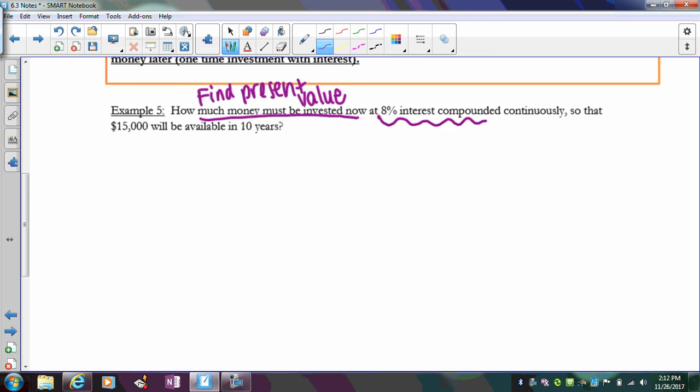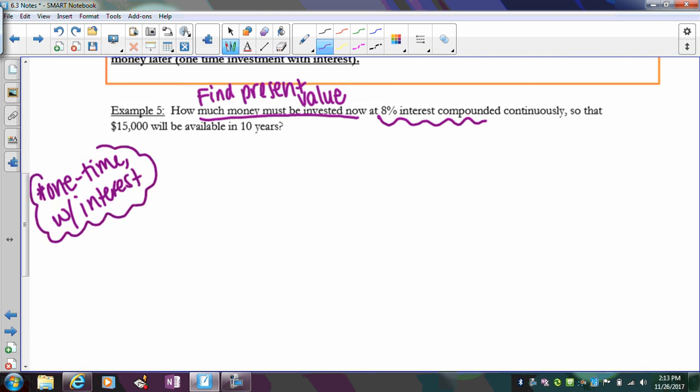So this is a situation where it's a one-time investment with interest. So no integrals, because we're talking about a one-time investment. That means I'm going to be using my formula here: my present value, or my principal, is equal to the amount times e to the negative RT. If you didn't want to use this formula, you could use the PERT formula and then solve it like I did up above. That would work.